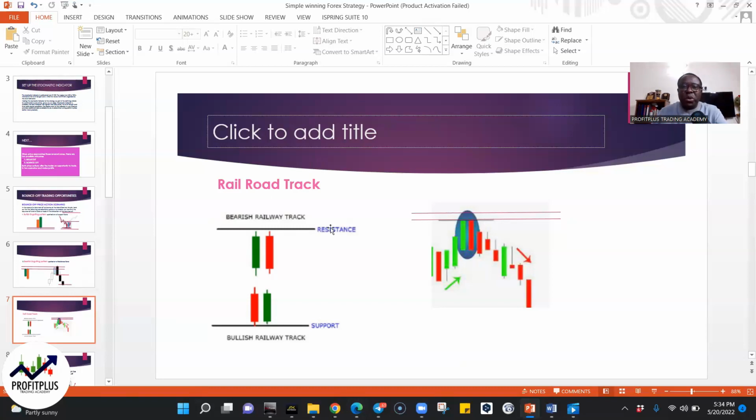I'm not going to go through all this, but I'll just show you some of them. Railway track is actually a candlestick, 2 equal candlesticks, bear and bull candle, forming around resistance or support area. It's actually a reversal signal, whether it's forming at a support or a resistance. In this area, we're seeing it form at a resistance area.